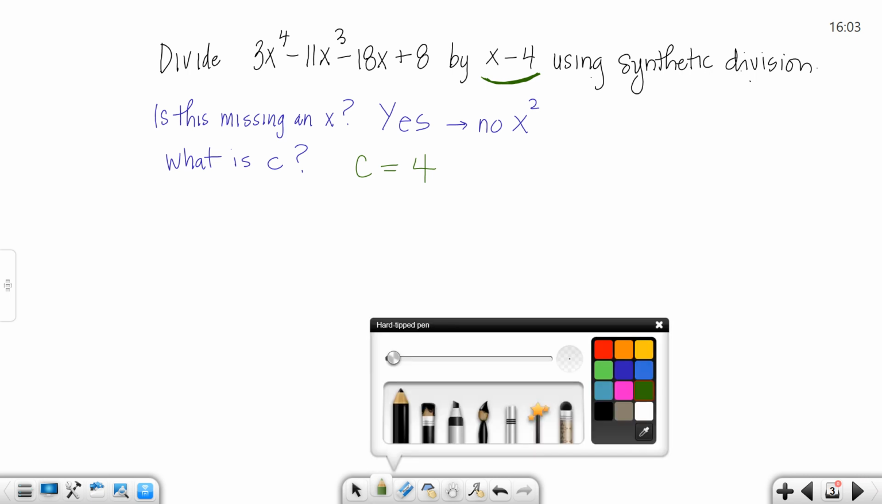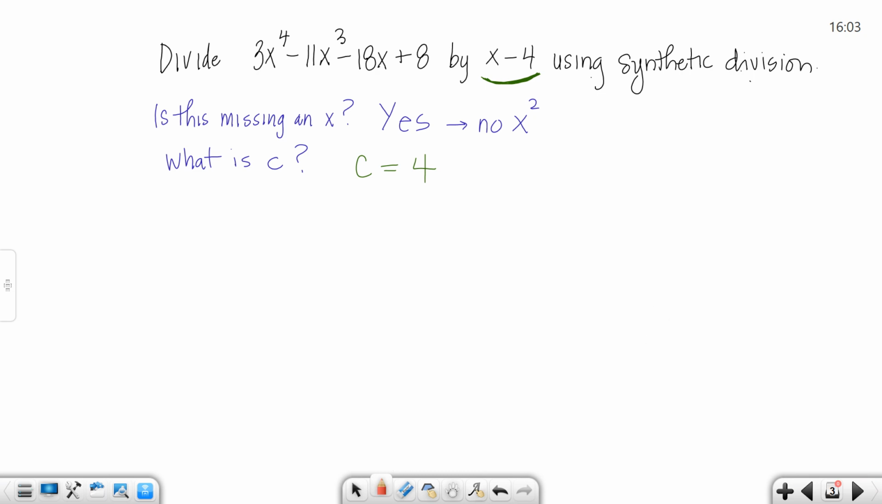Now in your notes on the previous slide, it tells you that you need to write down the coefficients and include a 0 for any missing power of x. So my coefficients are 3, negative 11, 0, negative 18, and 8. Let's talk about that one more time. We had the 3 here, the negative 11 here. Remember, there was no x squared, so you had to put a 0 in the x squared position. Then you had negative 18, and then you had 8.